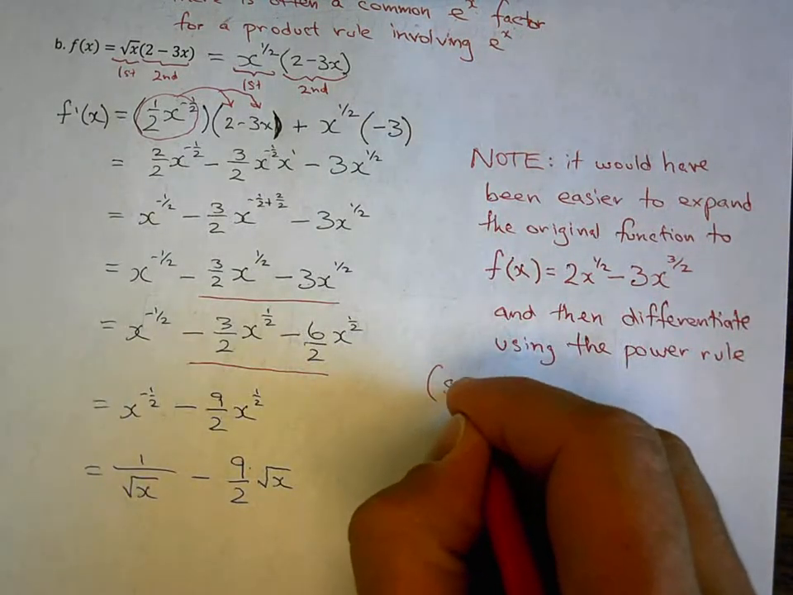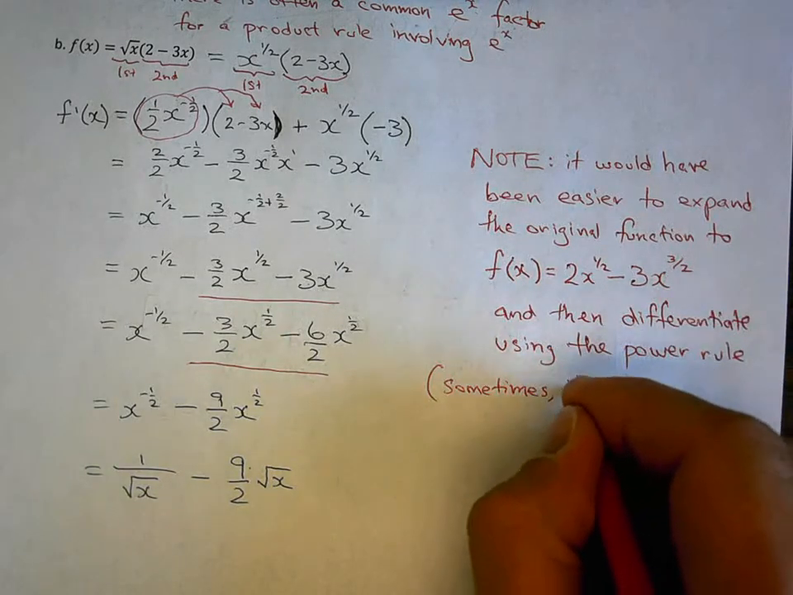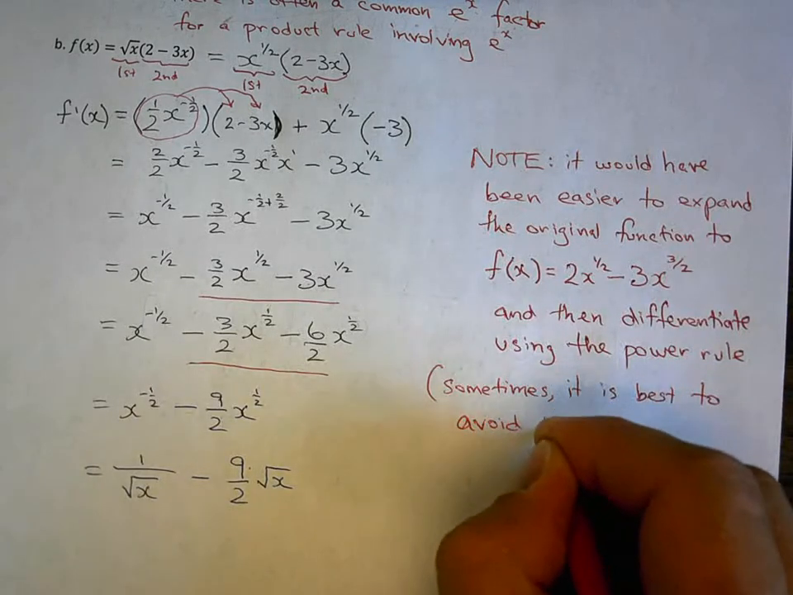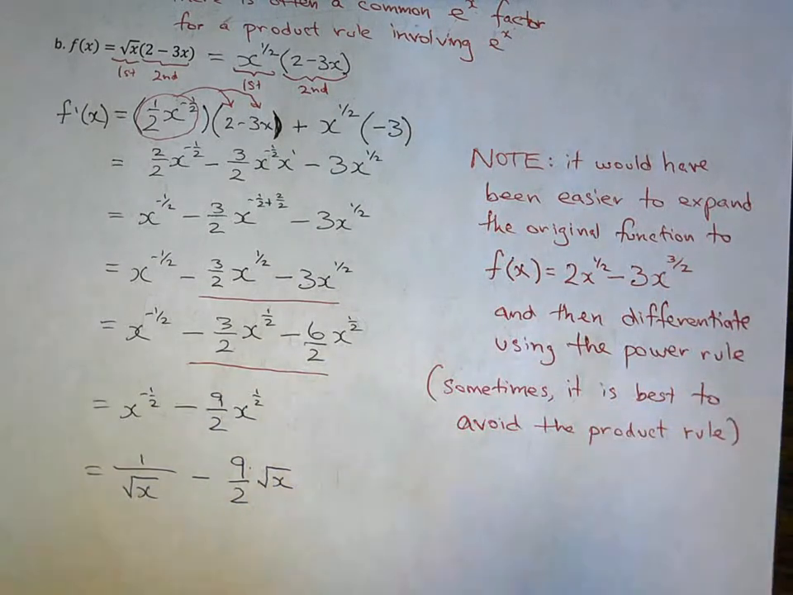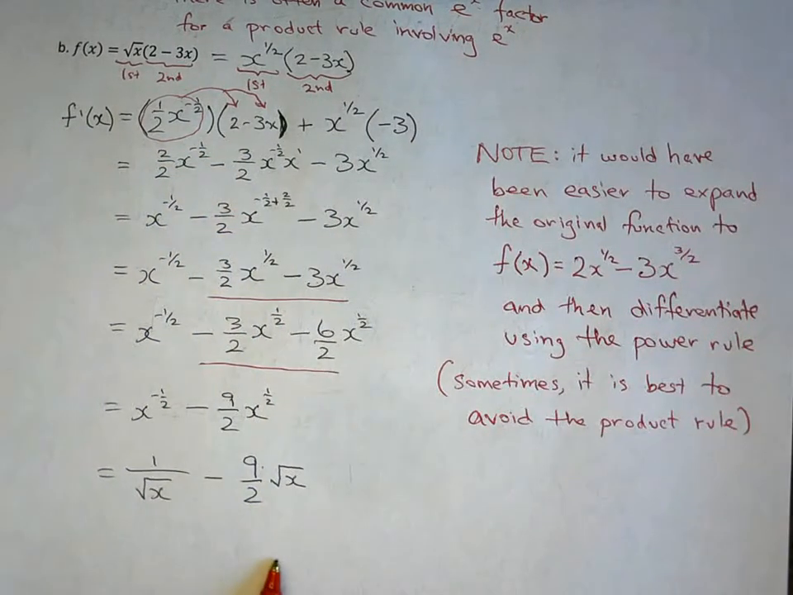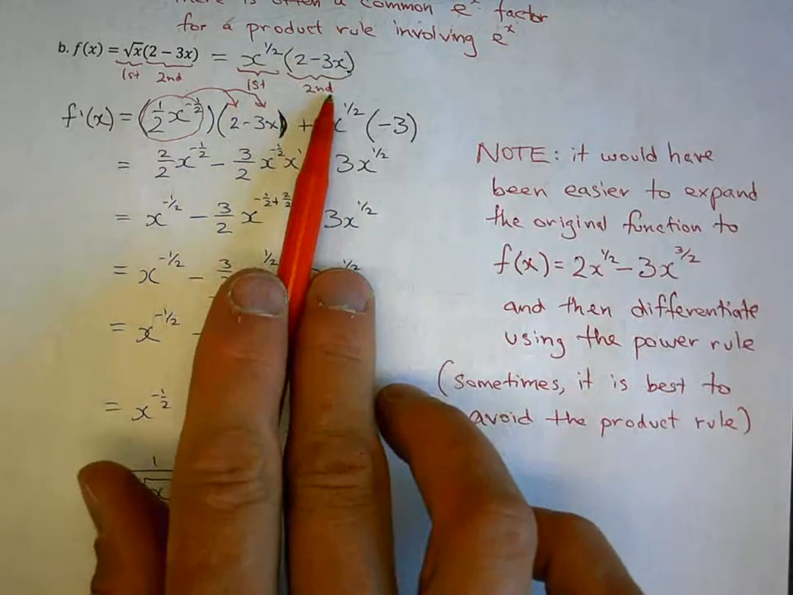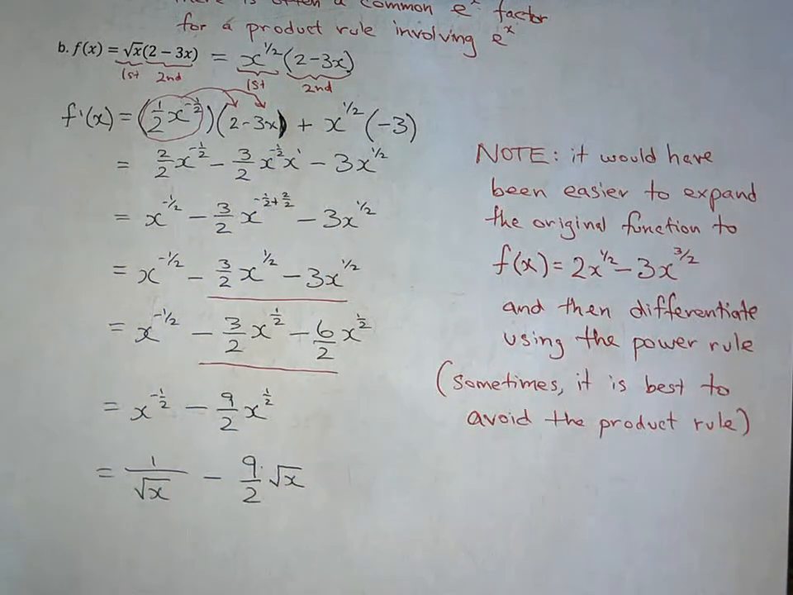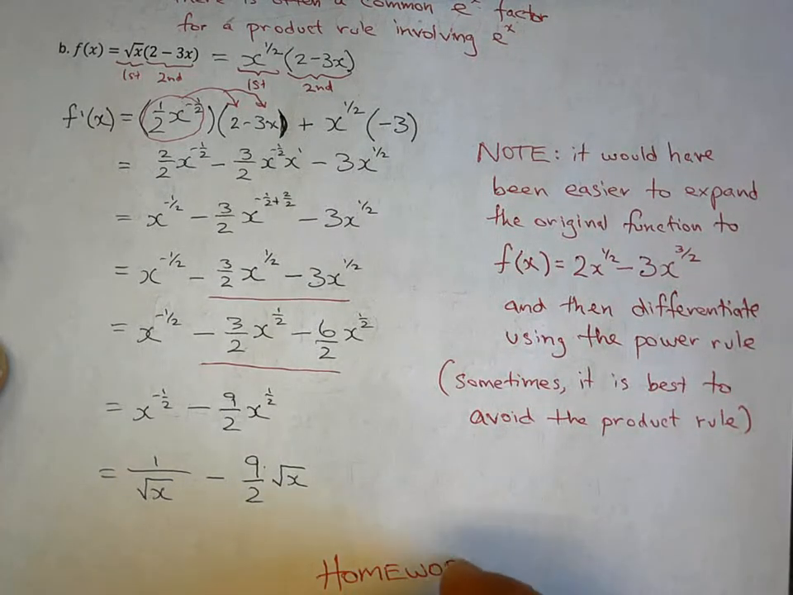So sometimes it is best to avoid the product rule. You can see that the product rule here made our life more miserable. It was a little harder. Sometimes it's worth simplifying the function and then applying just the power rule, which is a lot easier. So, something to consider. And you'll see that, I believe in your homework, there's a few questions where you have to be aware of that.